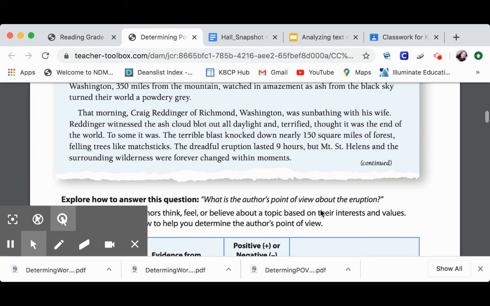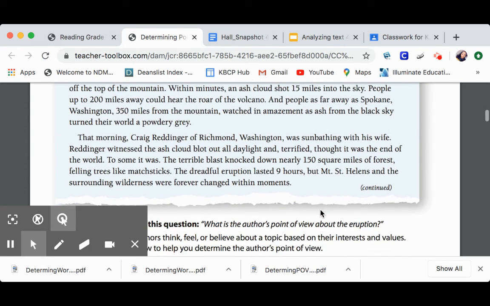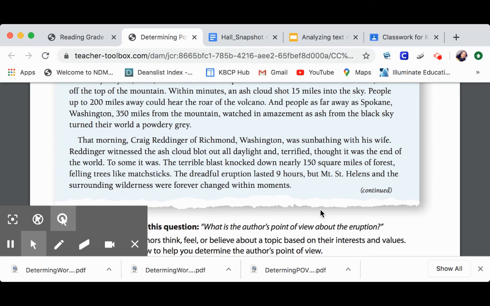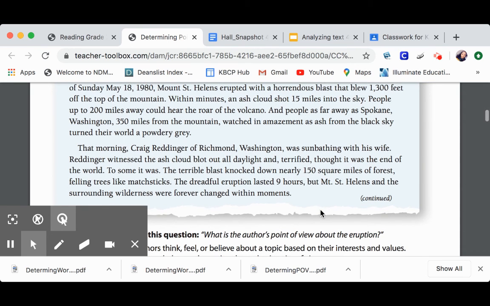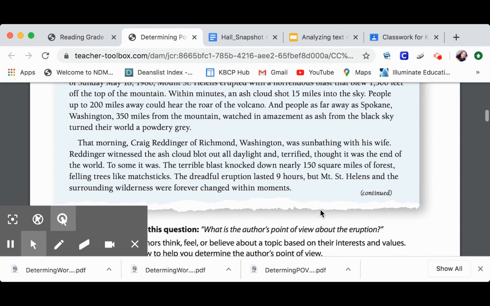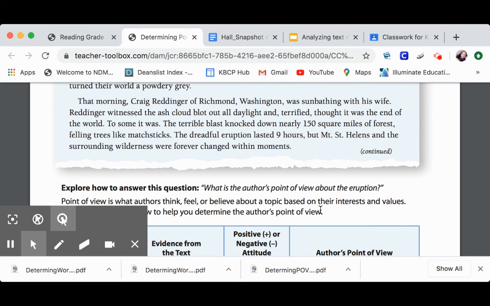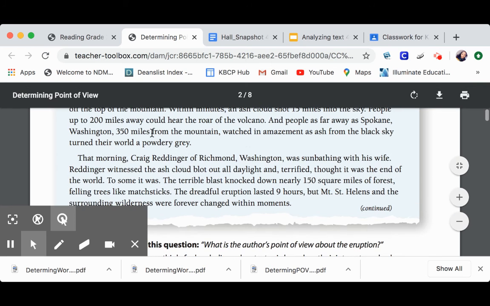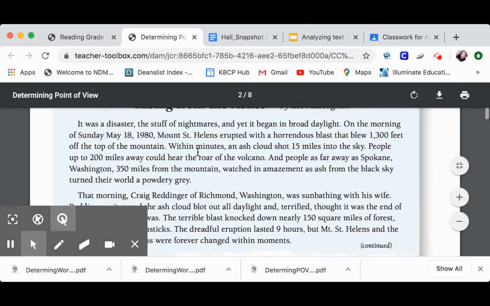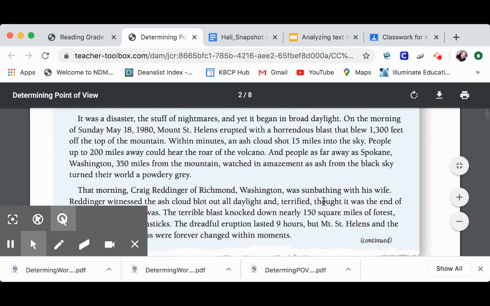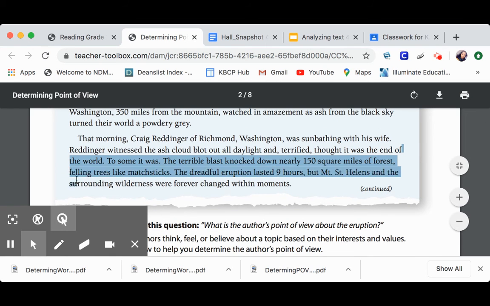Okay, so let's just look. We got it was a disaster, stuff of nightmares. We have a horrendous blast, and what's another one? So the evidence from the text that I'm going to pull is thought it was the end of the world. So let me go back up. Thought it was the end of the world. Ugh, it's not going to do it, but don't worry, I'm going to show it in a minute. Thought it was the end of the world will be my piece of evidence.